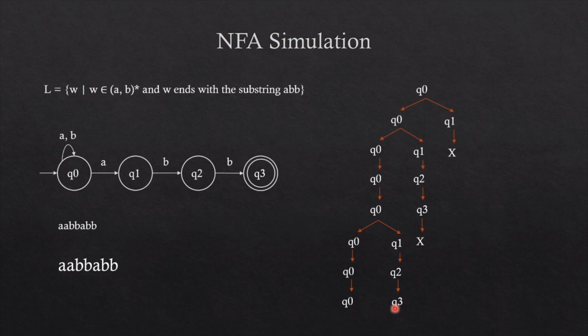Just repeating the thing again, the condition for accepting a string is that among the last states reached, we ignore the dead configurations. We don't have to look at the dead configurations. So the last two states were Q0 and Q3, and one of them is the final state. That means the string is accepted.